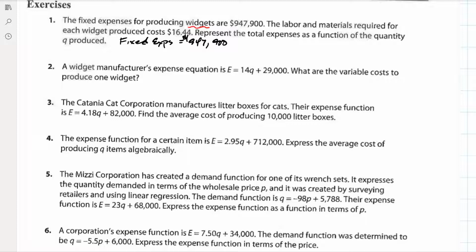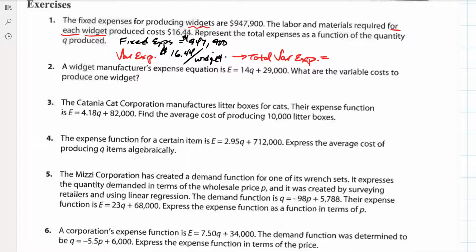The labor and materials required for each widget cost $16.44. Now it says for each, so keep that in mind. It says for each widget, so that is a variable expense. Our variable expense here, in terms of per quantity, is $16.44 per widget produced. So it all depends. Your total variable expenses depend on how many widgets you sell, because the price of the widget times the number of widgets will give you the total variable expense. So the total variable expense is going to be equal to the price per widget times the number of widgets sold.